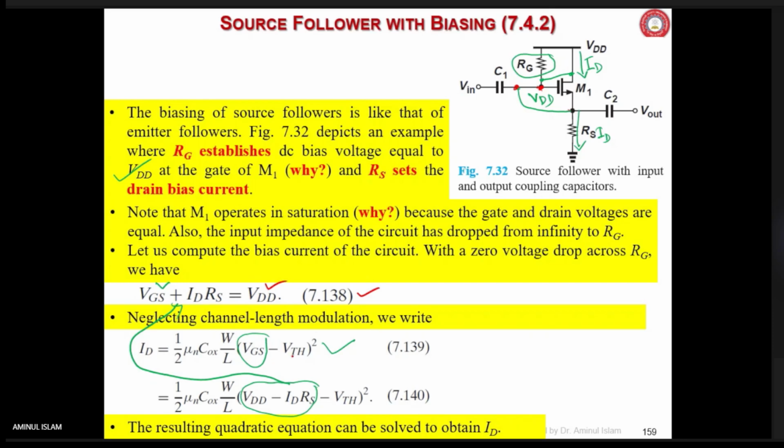Neglecting CLM, the current equation in the saturation region is this. This is also very well known to us. And then if you write the value of VGS, you write this thing, isn't it? Any doubt? Anybody?